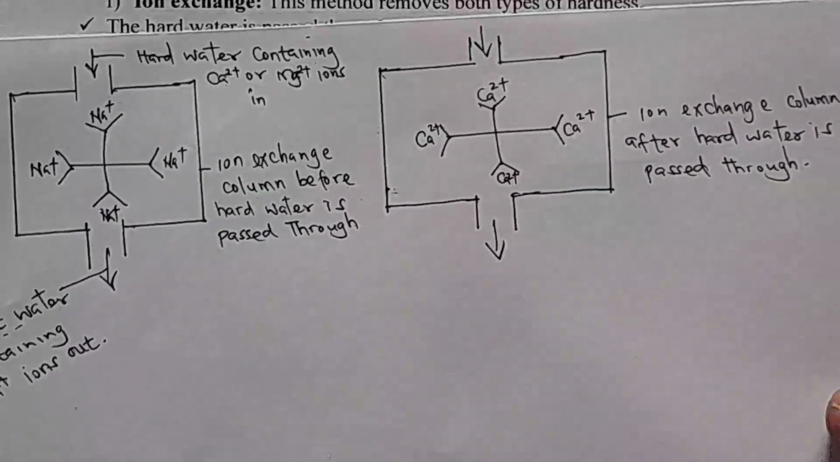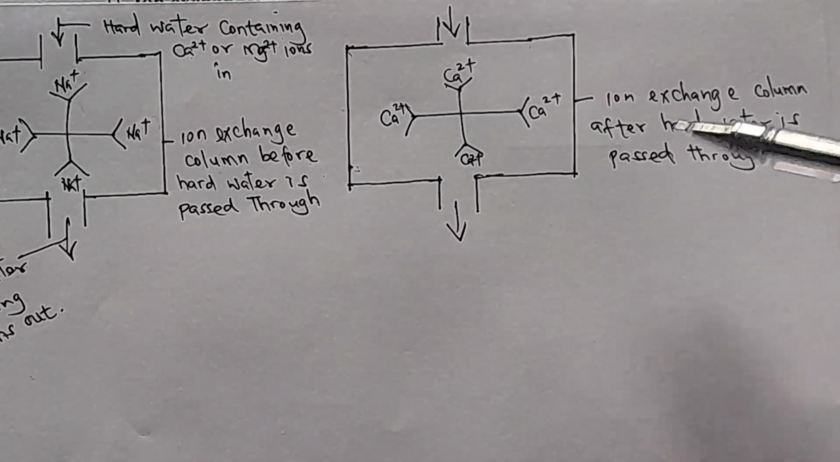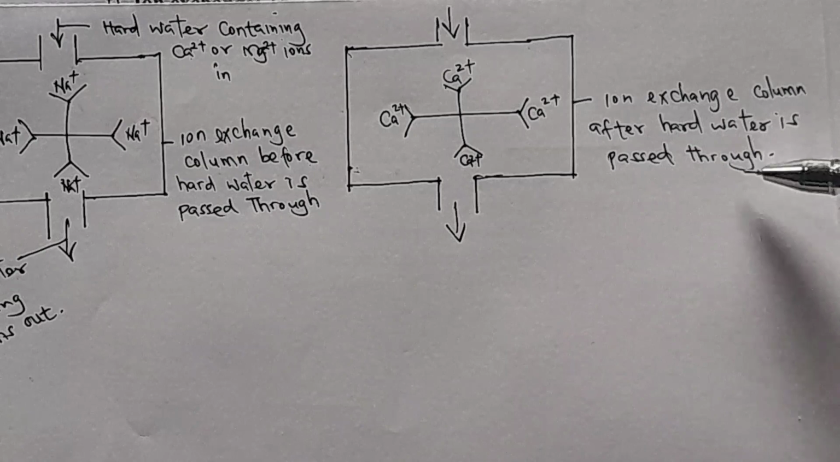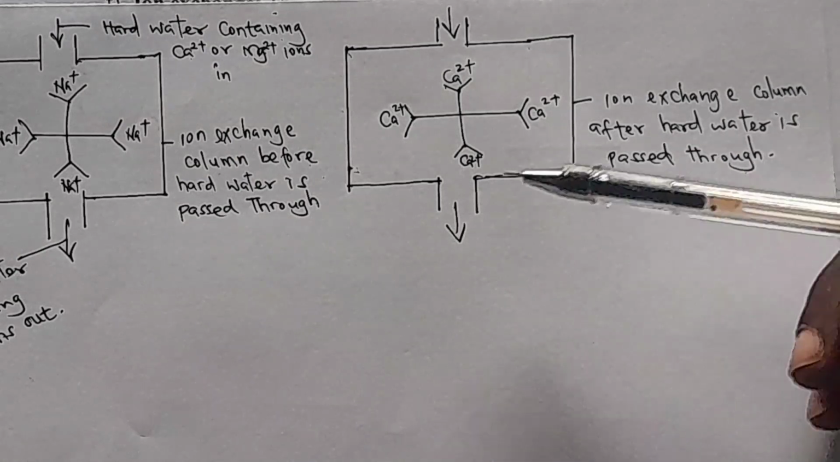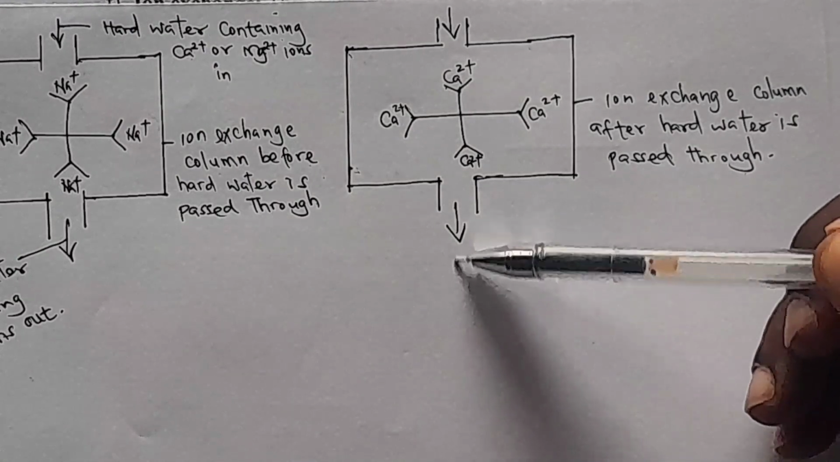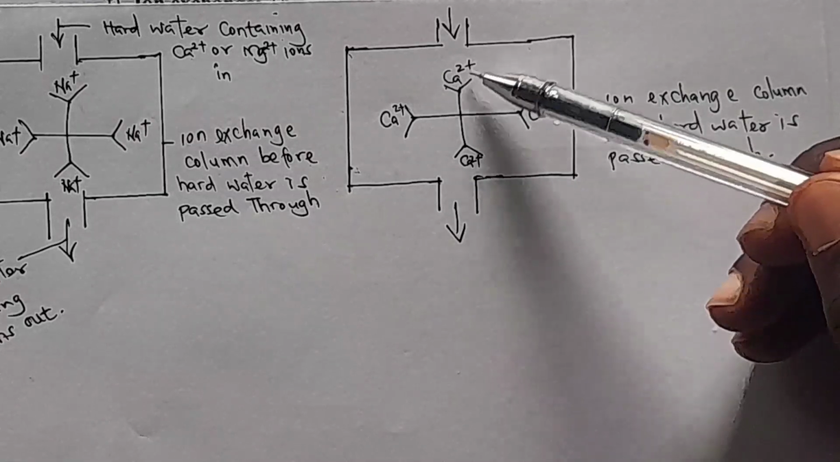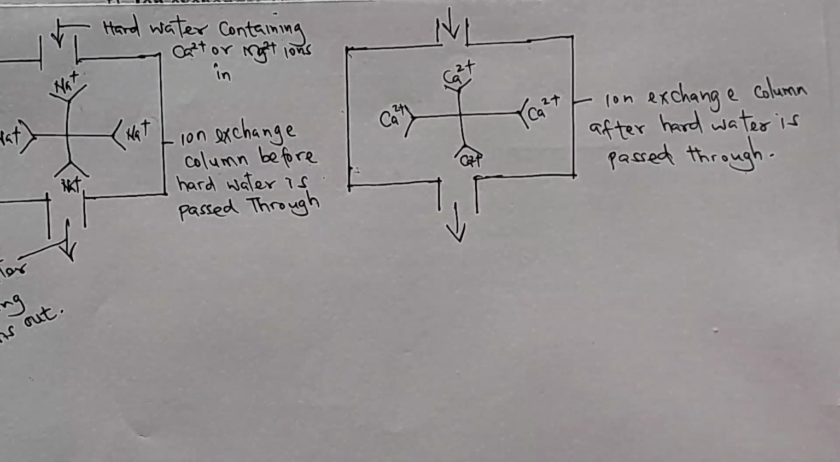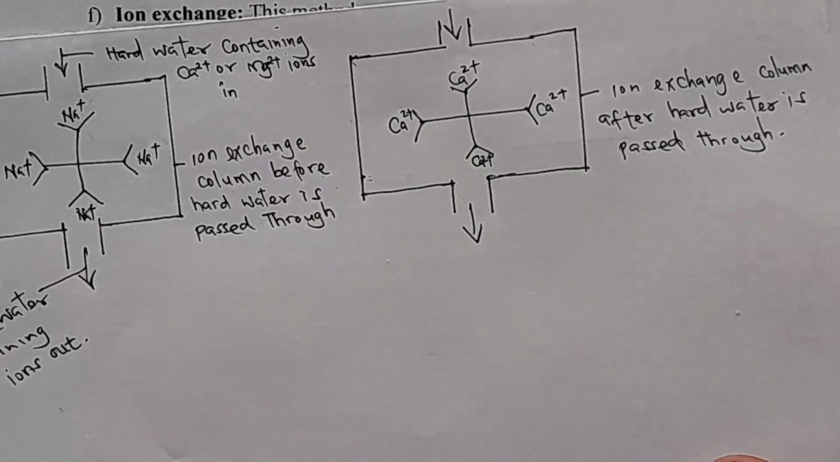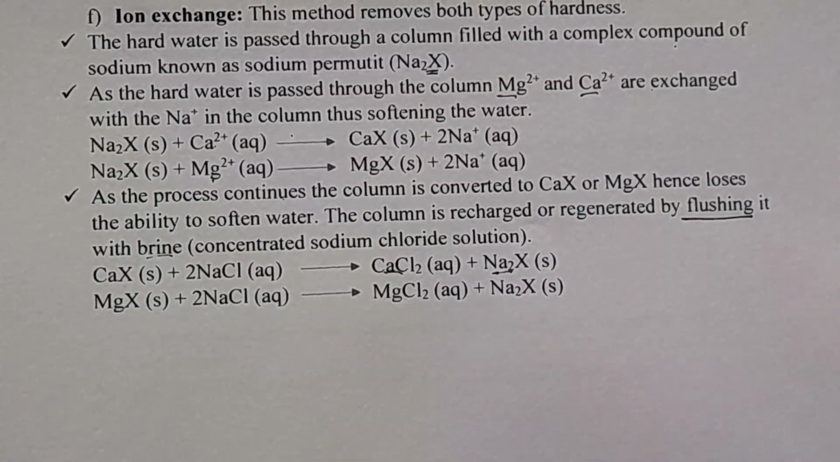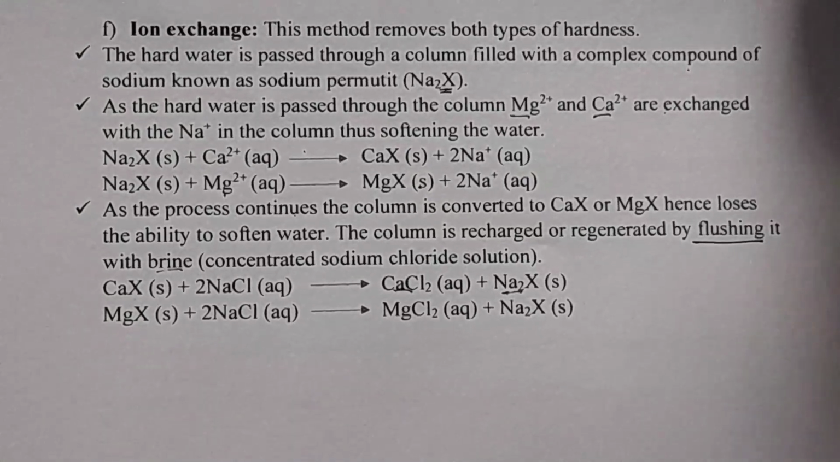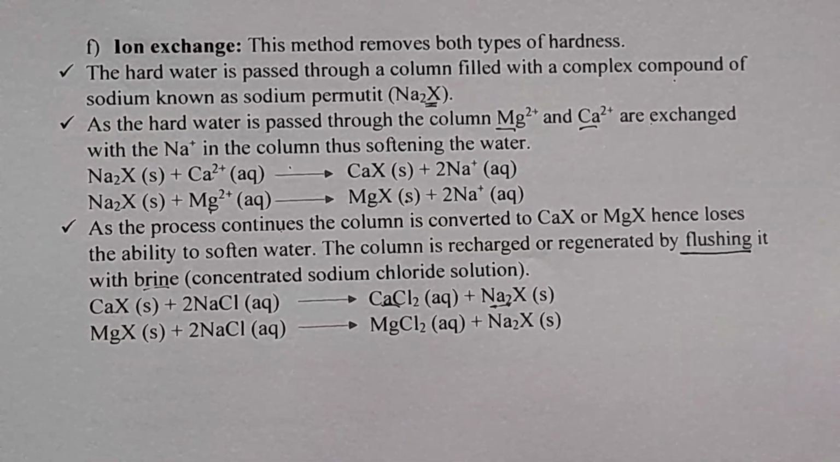If we check this other one, we have the ion exchange column after hard water is passed through. That means the sodium ions have already gone with the soft water, and calcium ions or magnesium ions remain in the column. That's why after some time the column needs to be recharged or regenerated by washing or flushing it with brine, or concentrated sodium chloride.